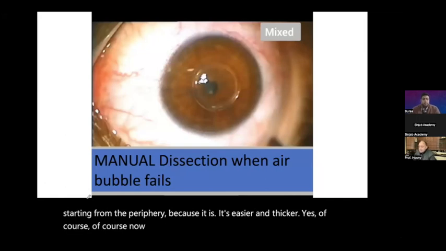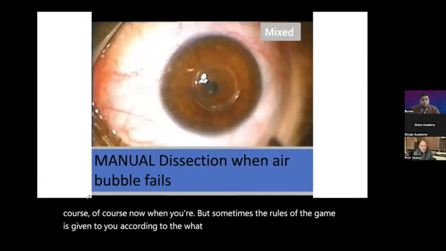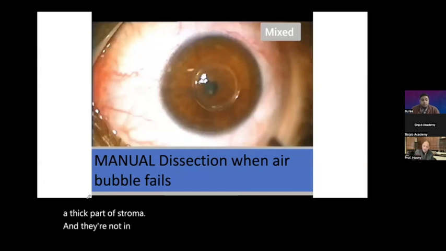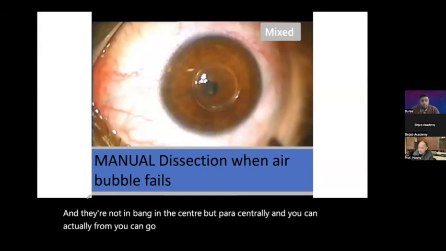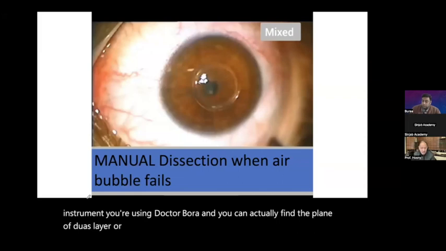But sometimes the rules of the game are given to you according to what you're facing. Sometimes you have a thick part of stroma, not in the center but paracentrally, and from it you can insinuate a blunt instrument, whatever the instrument you're using, Dr. Bara, and you can find the plane of Dua's layer or Descemet's membrane. But sometimes you cannot. It all depends on what you're facing.